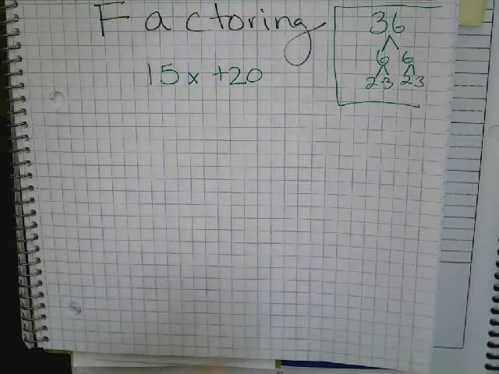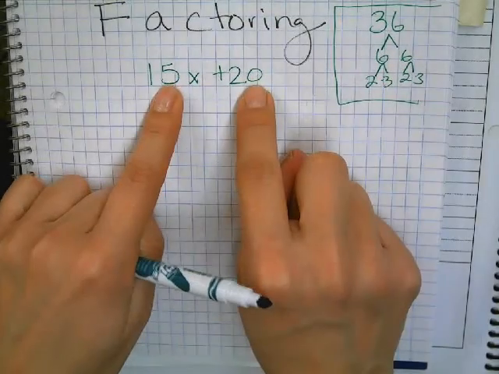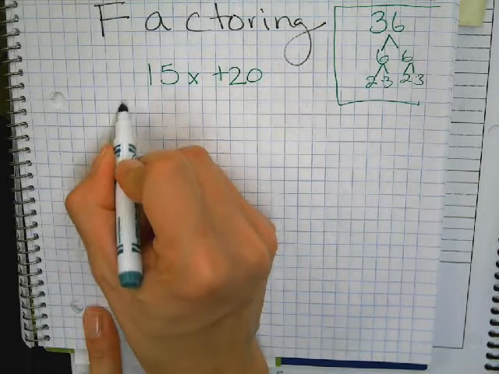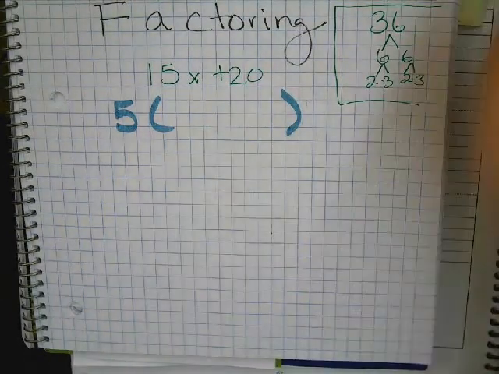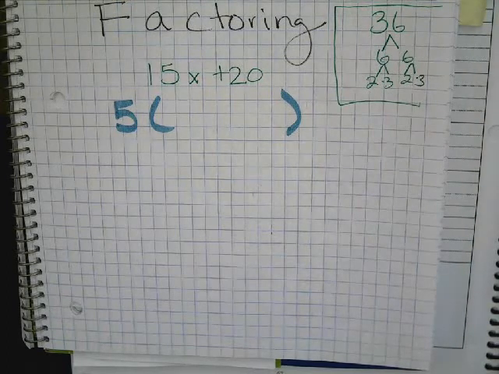I'll tell you the truth. If you're really good at multiplying, this is easy because you're looking at these two numbers and you're like, what number do they have in common? Oh yeah, the 5. So you take it out and you put it outside the parentheses.